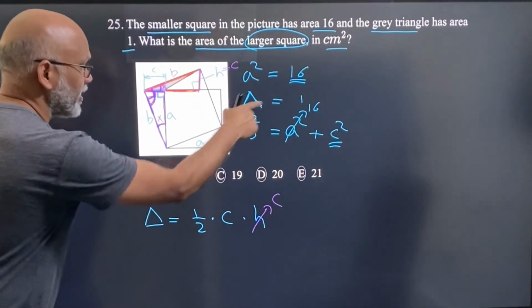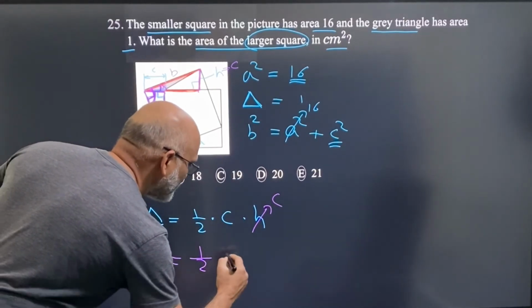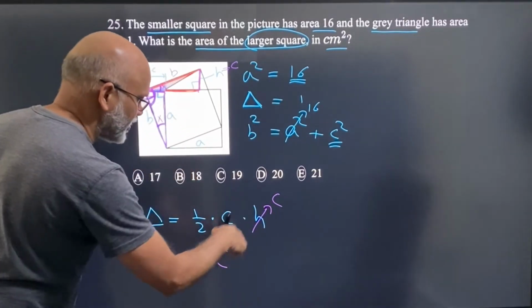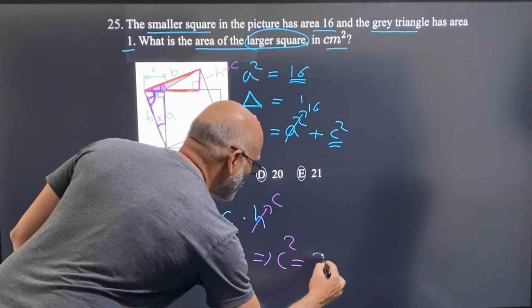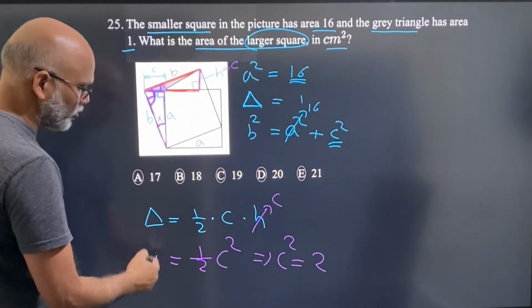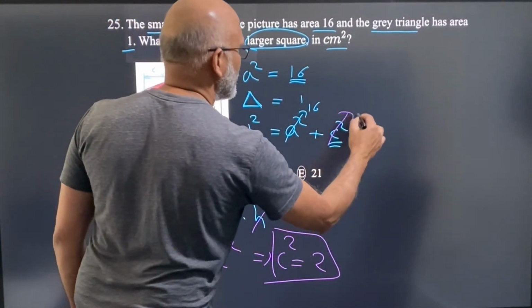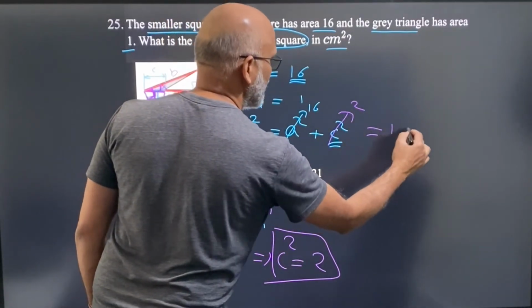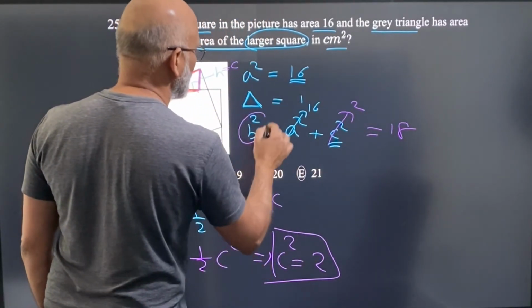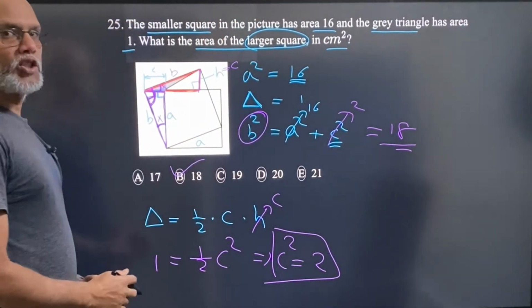So the triangle area 1 is equal to half, right? Half C square. C times C is C square. So this tells me that C square is equal to 2. I take the 2 to the other side, so C square is equal to 2. I just substitute that here. Now 16 plus 2 is 18, and that's what I'm looking for, right? B square is equal to 18. Then B is the correct choice.